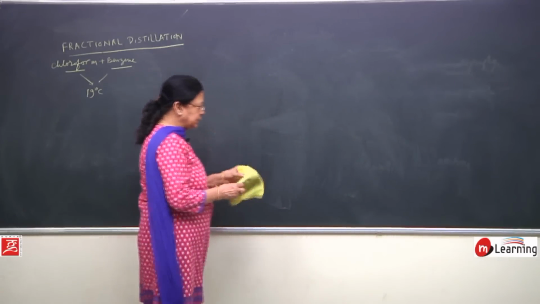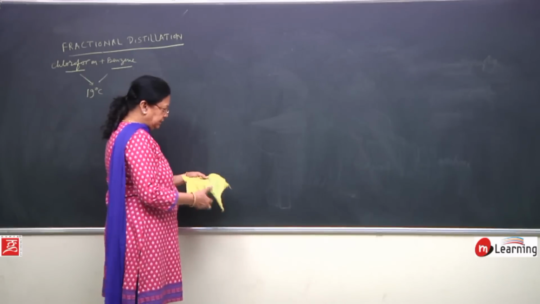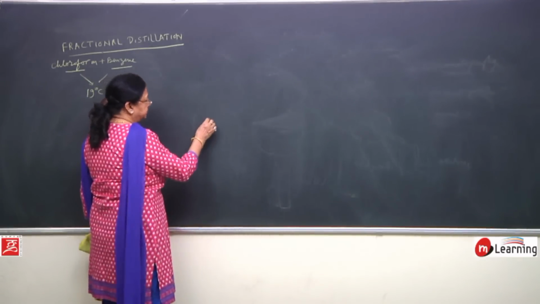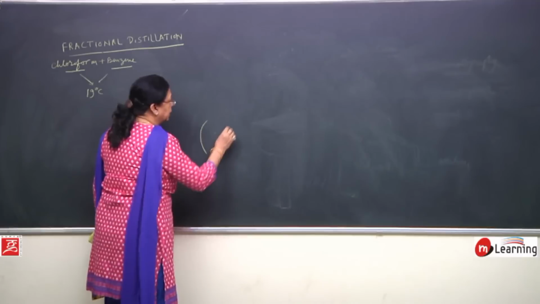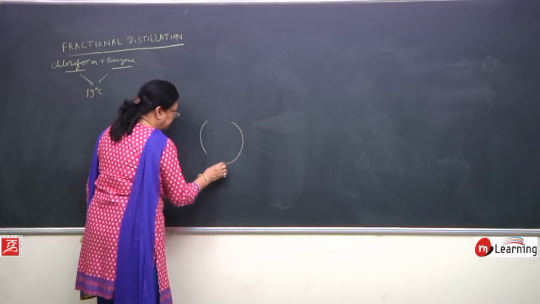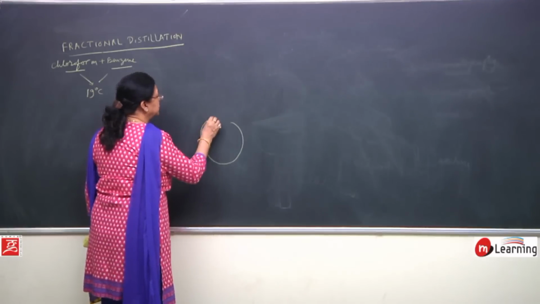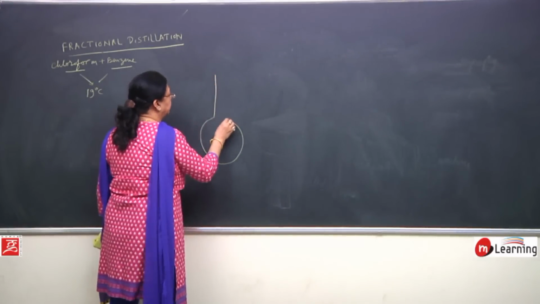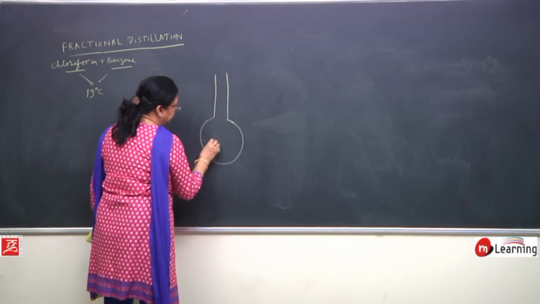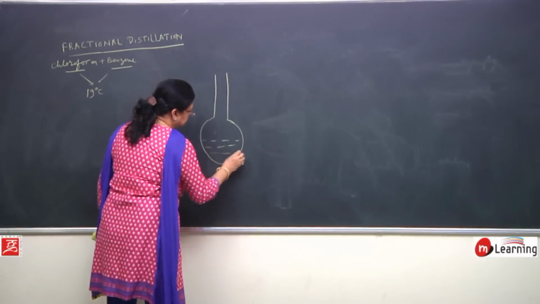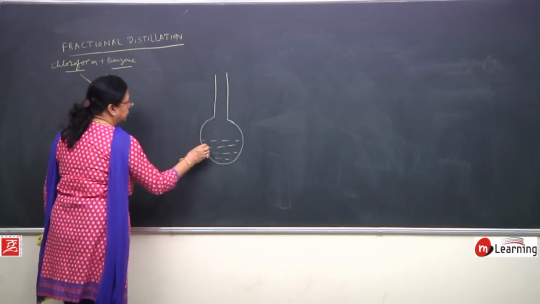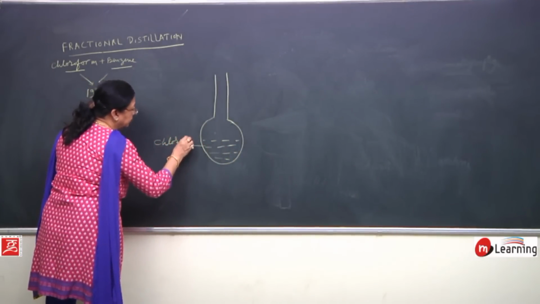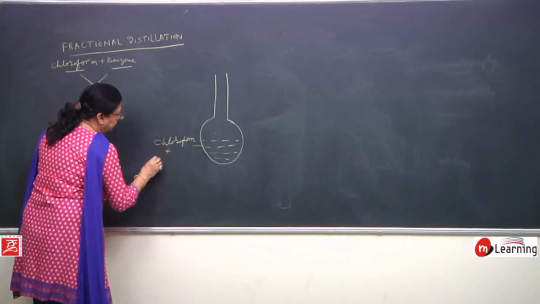The process is almost the same. The only thing is that a fractional distillation column is introduced here. So, here again you take the flask, and in that flask, the same way, you take the mixture of chloroform and benzene.